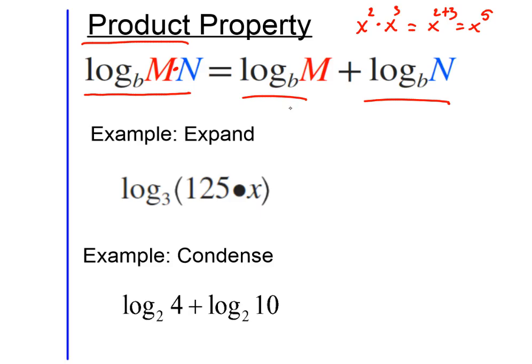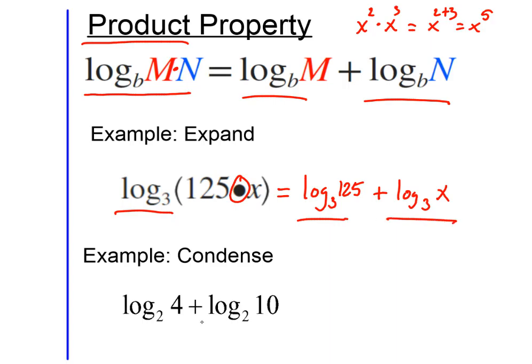So let's use this property to rewrite log base 3 of 125 times x. So let's expand it. Both of the logs are base 3. It says times in between them, so I put plus. The first one gets 125 and the second one gets x. So I've expanded it from saying log only once to saying log twice.